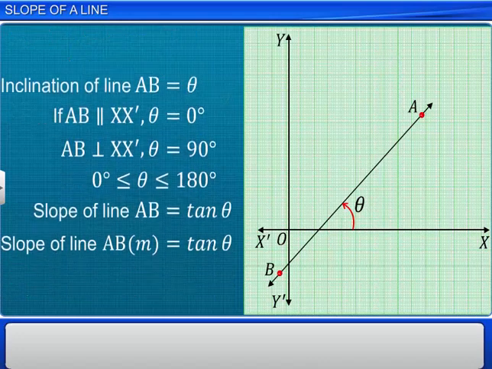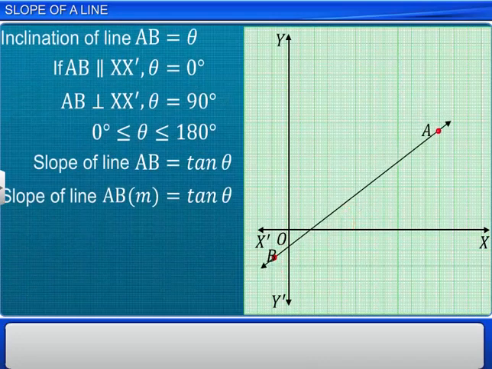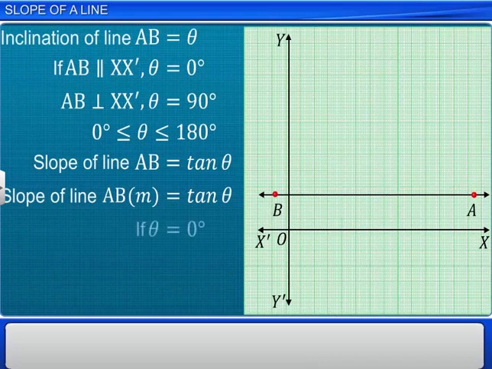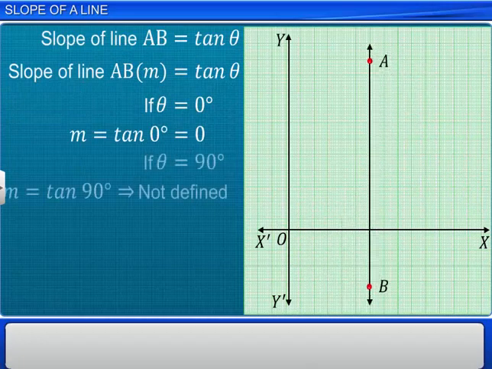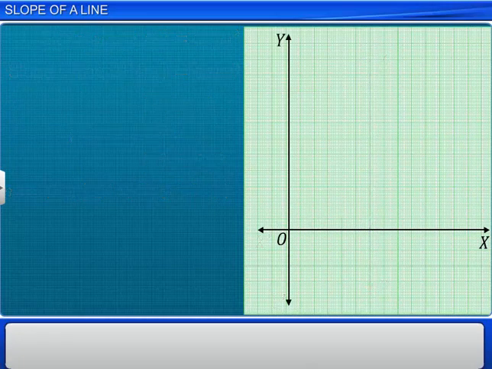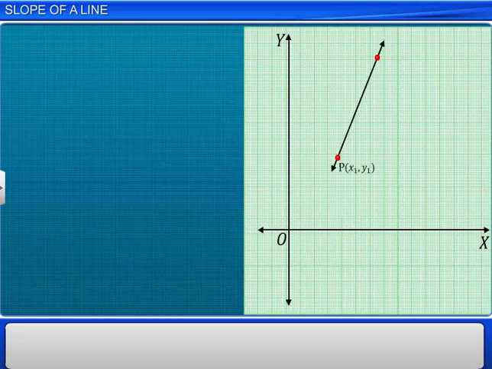The slope of a horizontal line is 0. The slope of vertical lines is not defined. Let us learn how to find the slope of a line passing through two given points. Let P(x1, y1) and Q(x2, y2) be 2 points on a non-vertical line L, whose inclination is theta.